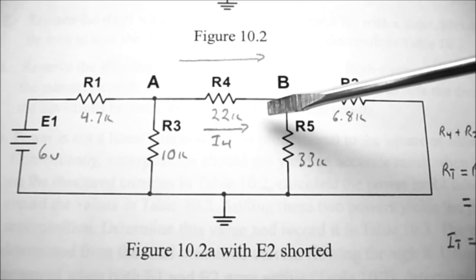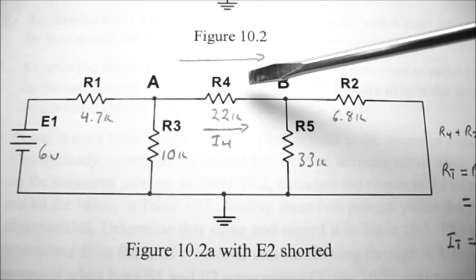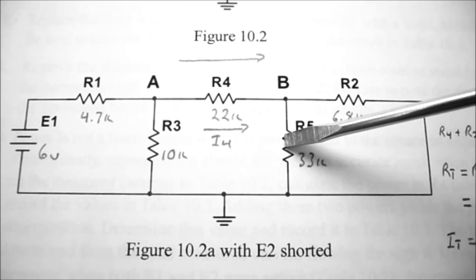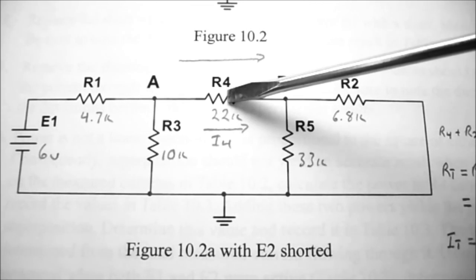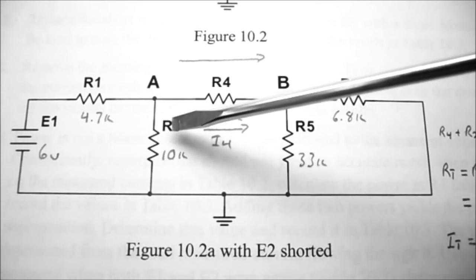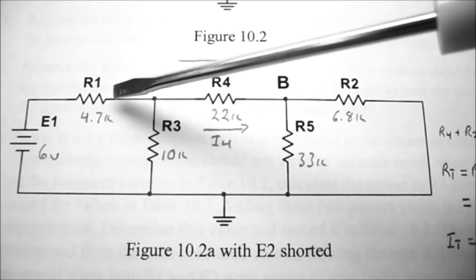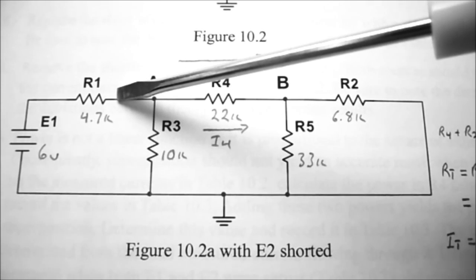So to start with, we need to find out what R2 and R5 in parallel is, add in R4, and then find out what that is in parallel with R3. Then add R1 to come up with our total resistance of the circuit.